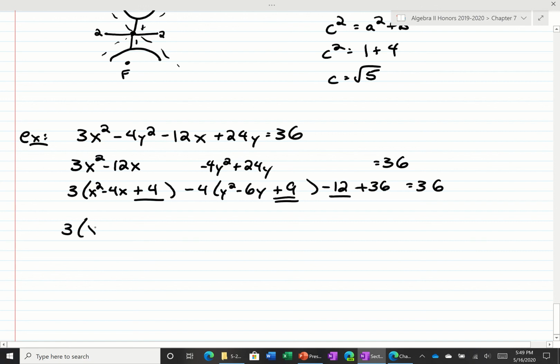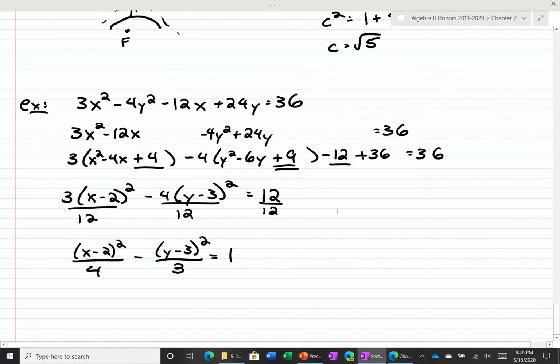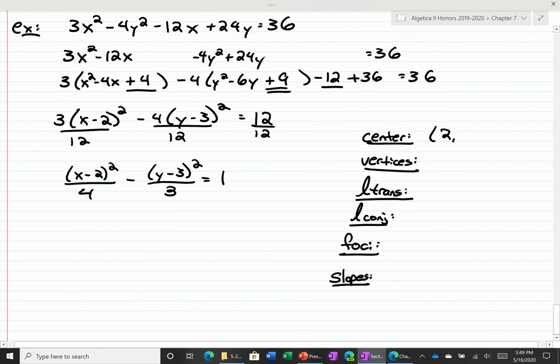So we get an equation 3 times x minus 2 squared minus 4 times y minus 3 squared would equal 36 would cancel, and you would just get equals 12. We want to have it equal 1, so we could divide everything by 12. And we get x minus 2 squared over 4 minus y minus 3 squared over 3. And our center here would be 2 comma 3. I know that a squared is 4, b squared is 3.